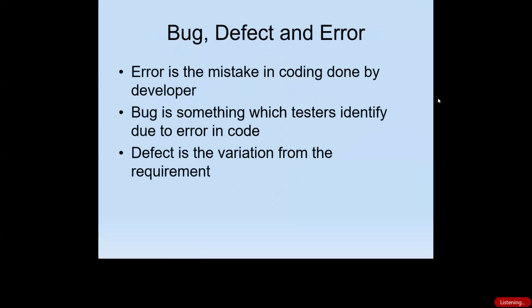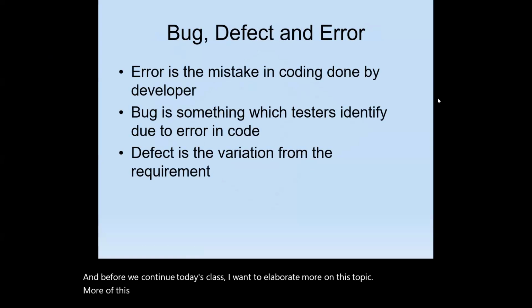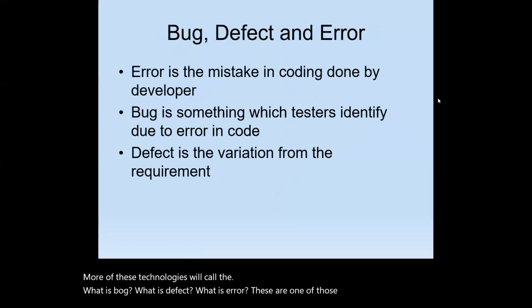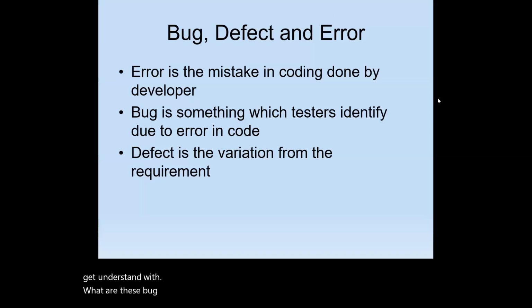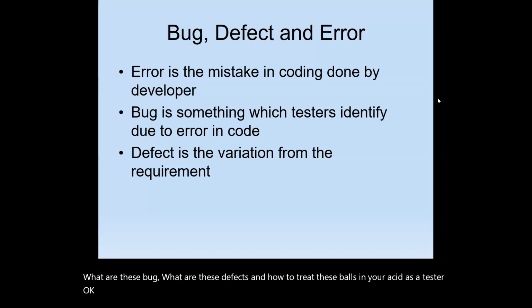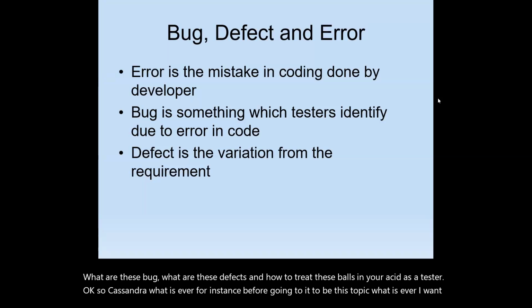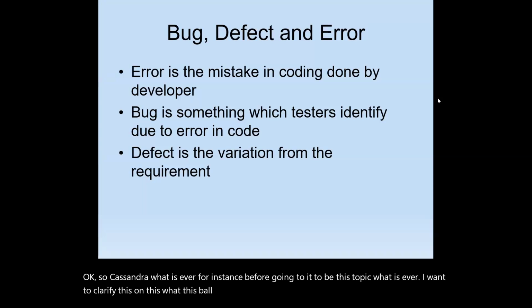Before we continue today's class, I want to elaborate more on these terminologies: what is a bug, what is a defect, what is an error. These are terminologies you need to understand, and how to treat these bugs as a tester. So can someone tell me what is an error, before we go into today's topic? What is a bug?